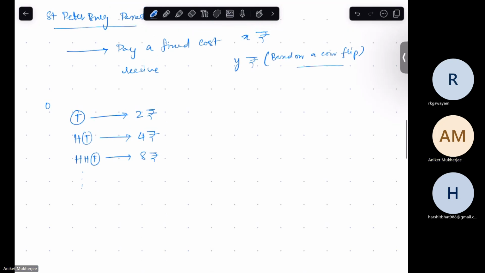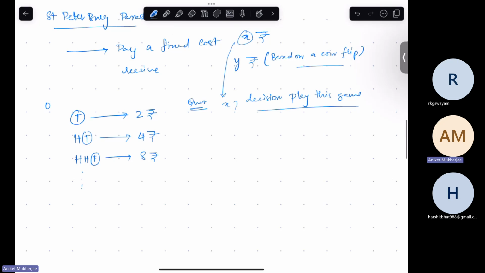So now the question is, what should be X? What is the value of X such that your decision is you would want to play this game? What is the value of X such that it would be favorable for you to play this game? Do you guys have any guesses how to do this?